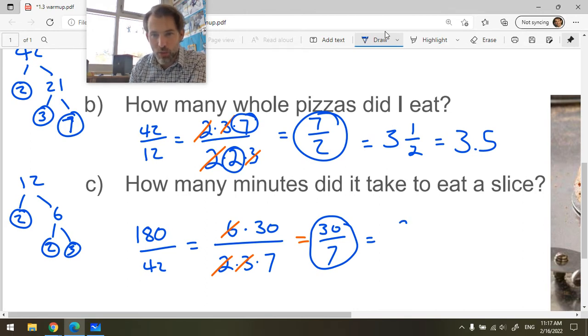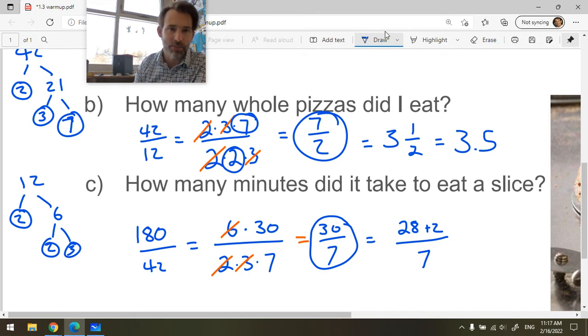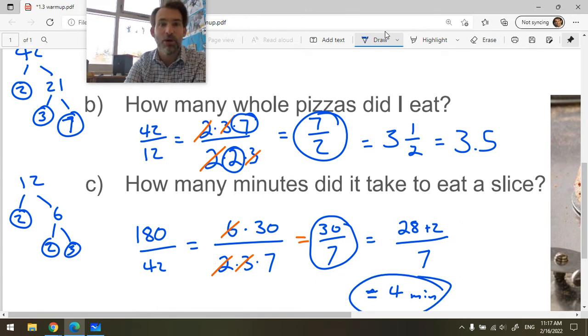30 could be written as 28 plus 2 over 7. 28 over 7 is 4. And so this is 4 and a little bit, 4 and 2/7 of a minute. So it takes me maybe like 4 and a bit minutes to eat a slice of pizza. Is approximately equal to 4 minutes. Yeah, there we go. So that was some things we learned about my evening.